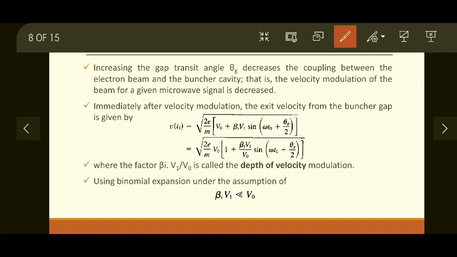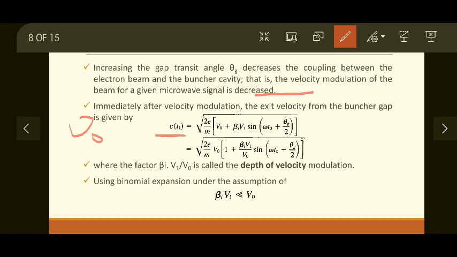After the velocity modulation, the exit velocity from the buncher gap is given by v of t1. We will show why it is called velocity modulation. Now how does this come along? V of v0, we have seen the formula, square root of 2e v0 upon m.